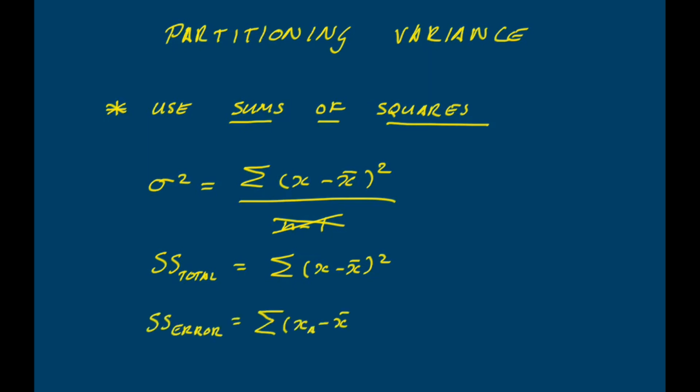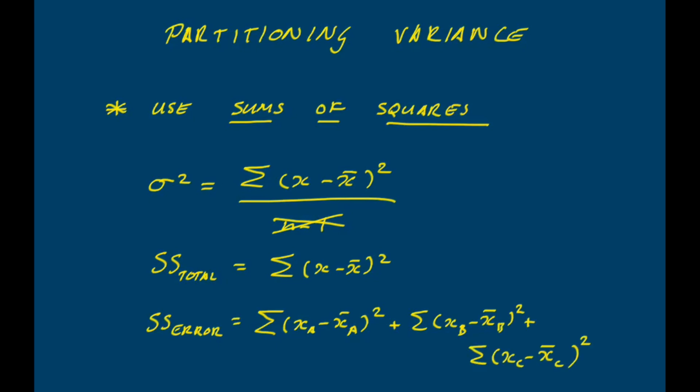If we want to calculate the error sum of squares, so that's the within group sum of squares, we do the same thing, but we do it separately for each group. So for group A, we calculate a mean, we subtract that mean from each data point in group A, we square the result and we add them together, and then we do the same for group B, and then we do the same for group C.